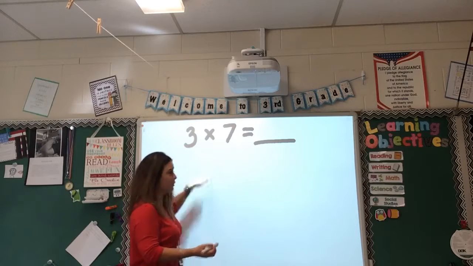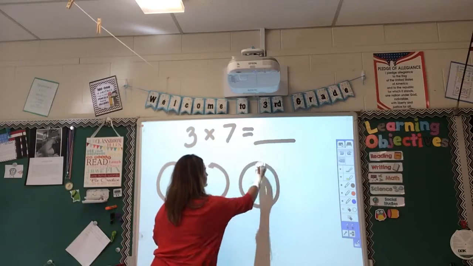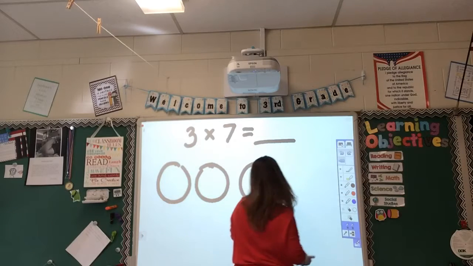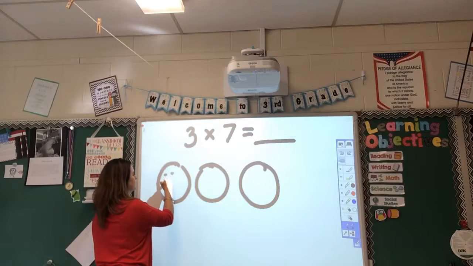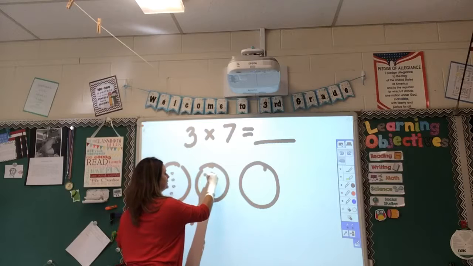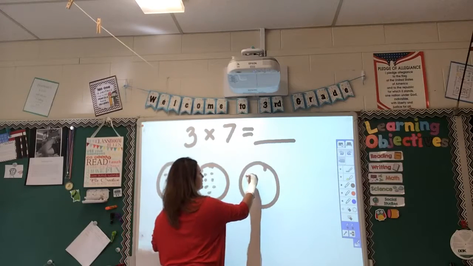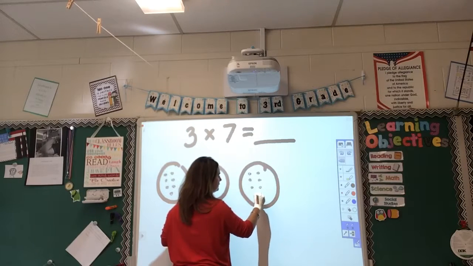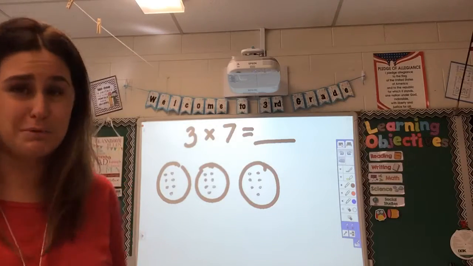So I have 3 groups, so I'm going to draw 3 circles. These are each of my groups. Now this pen's a little bit bigger, so I'm going to make it smaller because I need 7 in each group. So I'm just going to draw dots. 1, 2, 3, 4, 5, 6, 7.